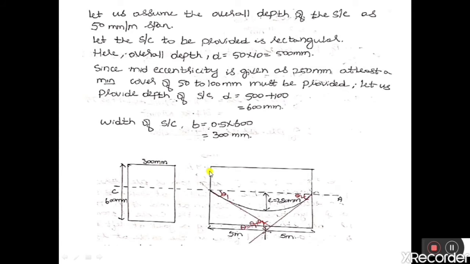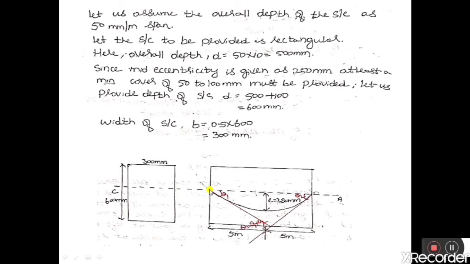So here we can see the depth of a beam and length of a beam. The length of a beam is 10 meter and depth of a beam is 600 mm, and it is a rectangular section. The central axis lies at the distance of 150 mm from both the ends. So here the cable profile is parabolic, and the cable is having an eccentricity of 250 millimeter at midspan. So this is the eccentricity of a cable at midspan.